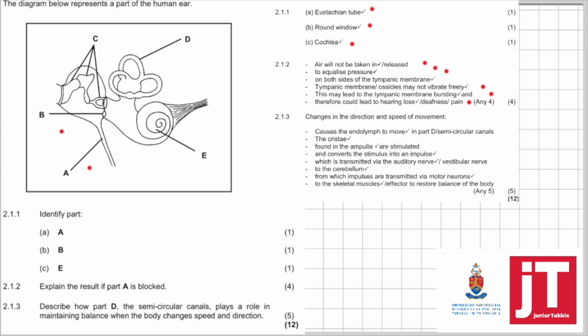Nice question. 2.1.3. Describe how part D, which is the semicircular canals, plays a role in maintaining balance when the body changes speed and direction. So, what do we say? When there's a changing speed and direction, the endolymph moves. The cristae, which are found in the ampulla, are stimulated and convert the stimulus into an impulse, which is transmitted by the auditory nerve to the cerebellum. And then the impulse is transmitted via motor neurons to the skeletal muscles to restore balance.